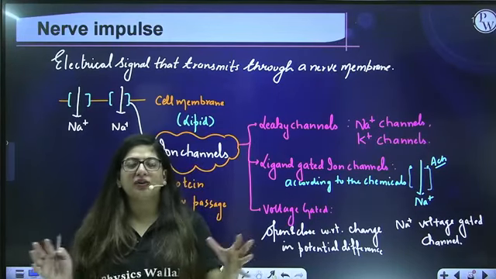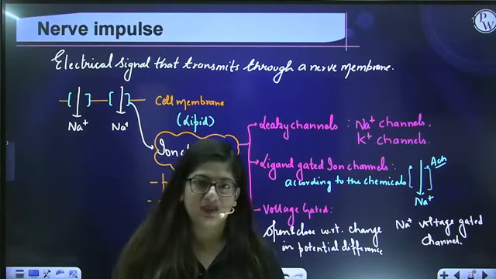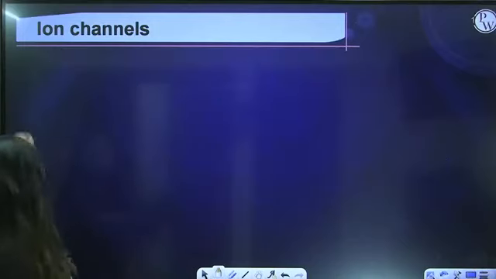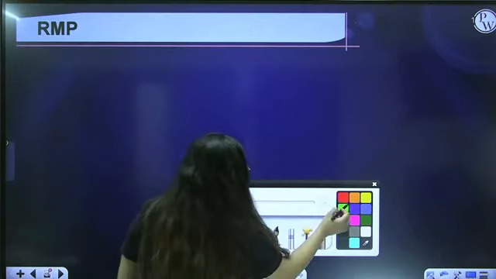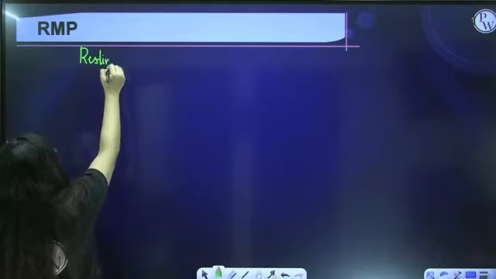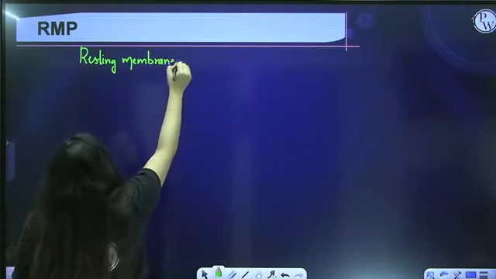Now this is about the theory. Now how actually does the generation of an impulse take place? For that you need to understand one very important topic, that is RMP. What is RMP? Resting membrane potential. What's the full form of RMP? Guys, resting membrane potential.